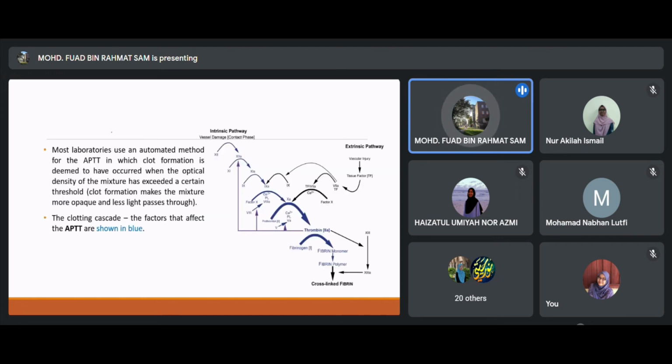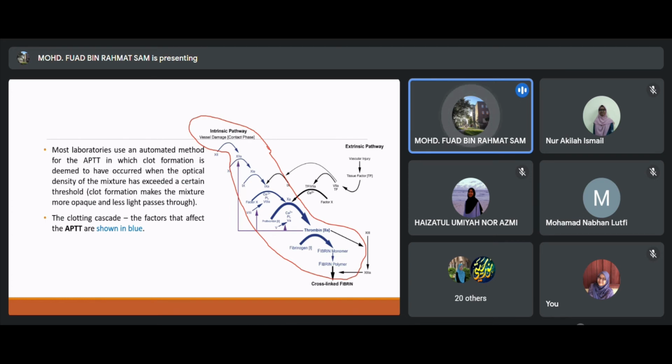Most laboratories use an automated method for the APTT in which clot formation is deemed to have occurred when the optical density of the mixture has exceeded a certain threshold, as clot formation makes the mixture more opaque and less light passes through. In the clotting cascade, the factors that affect the APTT are shown in blue. Remember the PT involves the extrinsic and common pathways, but the APTT involves the intrinsic pathway and also the common pathway.